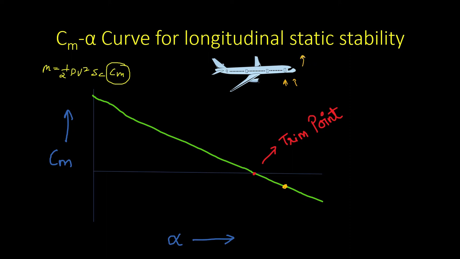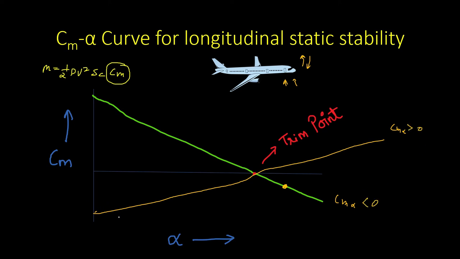Now since there is a negative restoring moment, the aircraft will again move back to its original equilibrium or original trim point. So the aircraft will again come back to its trim point, and we can say that aircraft is statically stable since it has come back to its original trim point. Now let us say this is the Cm alpha curve. So this Cm alpha is positive and this Cm alpha curve is negative.